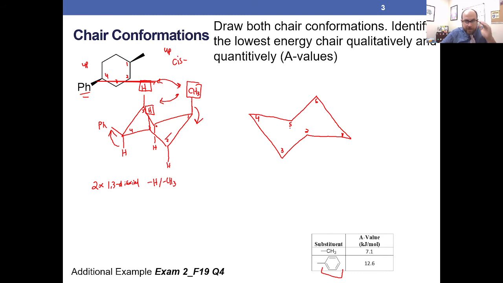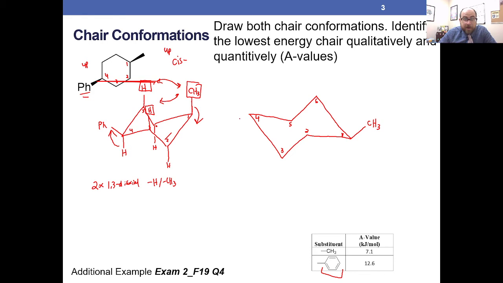So importantly, in the chair flip, everything that was equatorial becomes axial, and everything that is axial becomes equatorial. So my methyl group was axial in my first chair. It's now going to be equatorial in my second chair. However, it was up in my first chair. It's going to stay up in my second chair. So again, it's axial up in the first chair. It's going to be equatorial up in the second. And it's going to mirror the bond angle between 5 and 6 and 3 and 2. So it's going to look like this. Okay.